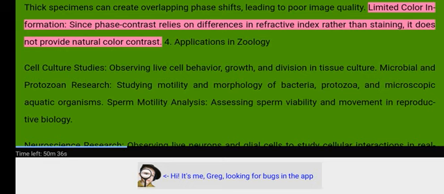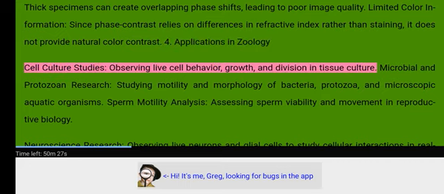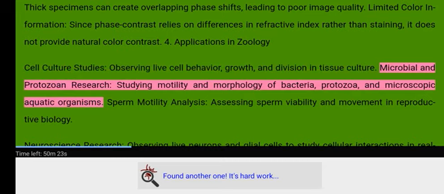Limited color information. Since phase contrast relies on differences in refractive index rather than staining, it does not provide natural color contrast. 4. Applications in zoology. Cell culture studies, observing live cell behavior, growth, and division in tissue culture. Microbial and protozoan research, studying motility and morphology of bacteria, protozoa, and microscopic aquatic organisms.